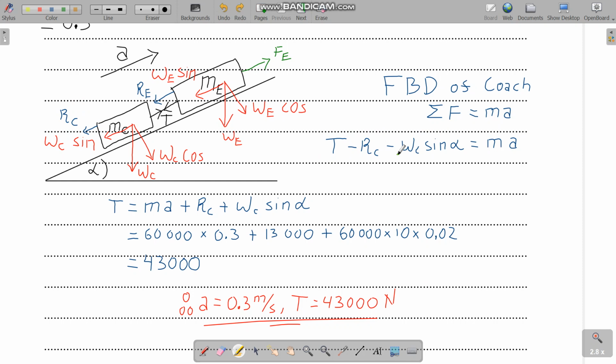We're finding T, so just add these two to both sides, move them to the right, and plug in the numbers: mass of coach, the acceleration we found before, resistance force on the coach, mass of the coach, gravitational acceleration, the sine value, and we get the tension force. Okay, so in conclusion, with the units we have the final answer.